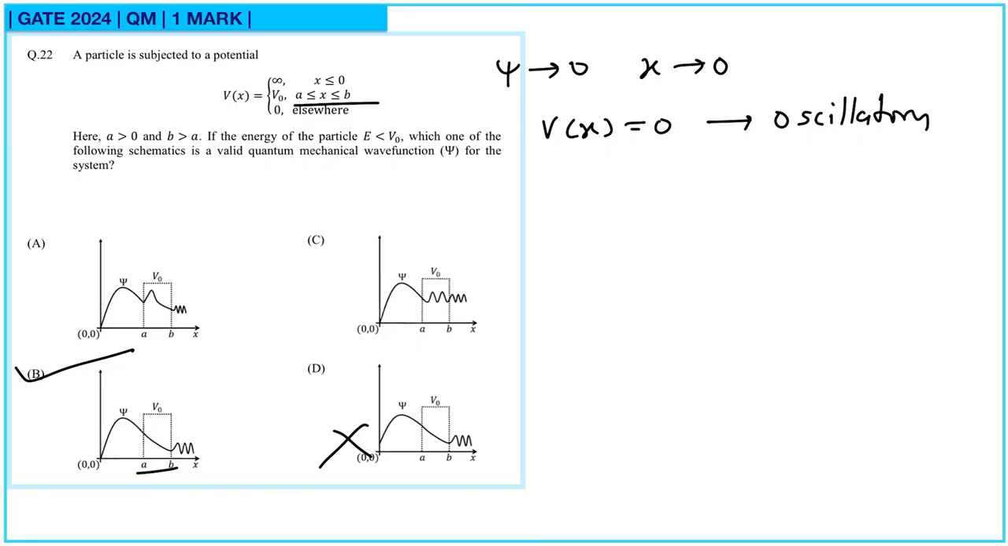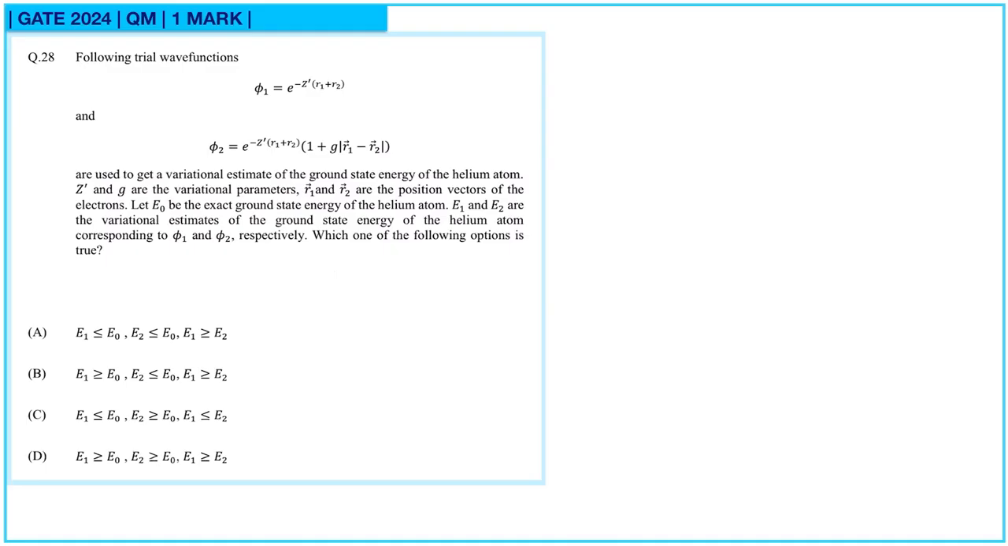Next question. Following trial wave functions phi1 and phi2 are used to get variational estimate of the ground state energy of the helium atom. Z dash and G are the variational parameters. R1, R2 are the position vectors of the electrons. Let E0 be the exact ground state energy of the helium atom. E1 and E2 are the variational estimates of the ground state energy of the helium atom corresponding to phi1 and phi2 respectively. Which one of the following options is true?